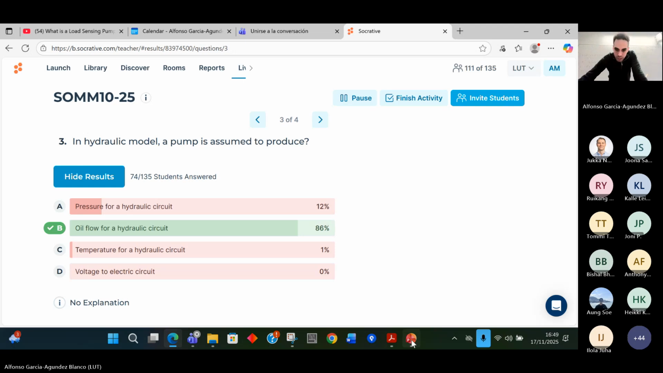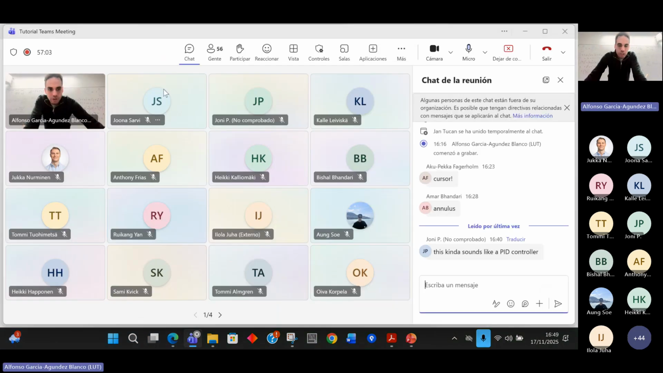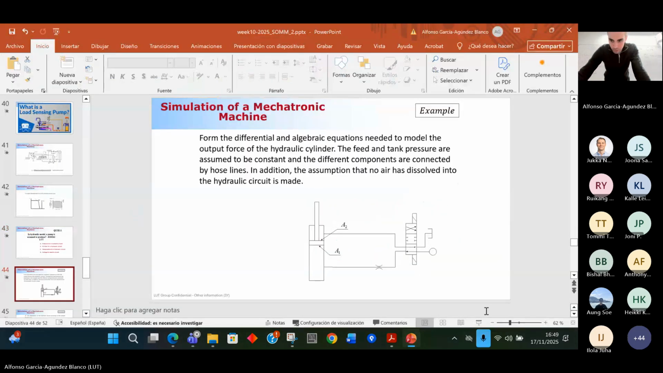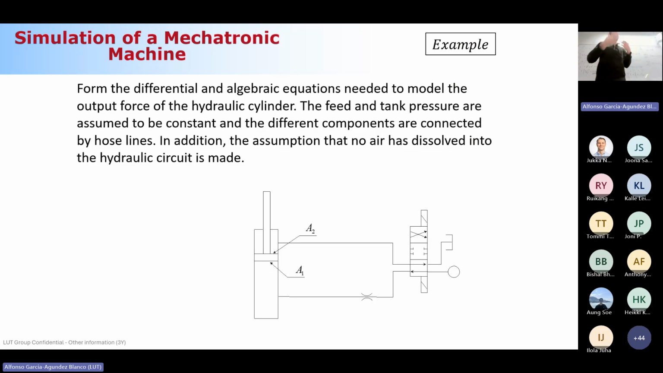So let's move. Are we ready for the exercise? For the students online, were you able to solve the quiz? Yes? Let's move to the exam exercise to review. Okay, so this is the exercise. Basically, I would like you to participate so that I see if you have understood everything. The idea is to form the differential and algebraic equations needed to model the output force of the hydraulic cylinder. So we want to obtain the force of the hydraulic cylinder.